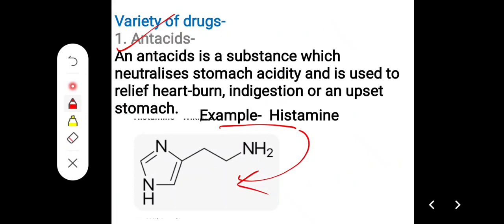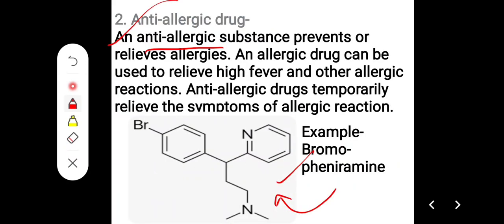Now we have a variety of drugs. First one, antacid. Antacid is used to neutralize stomach acidity. If stomach acidity is high, and due to this we face heartburn, indigestion or upset stomach, we use an antacid. As for example, histamine. Anti-allergic drugs prevent or relieve allergies, and also relieve high fever and other allergic reactions. Anti-allergic drugs temporarily relieve the symptoms of allergic reaction. As for example, brompheniramine.